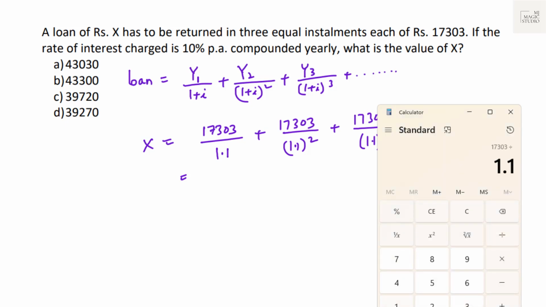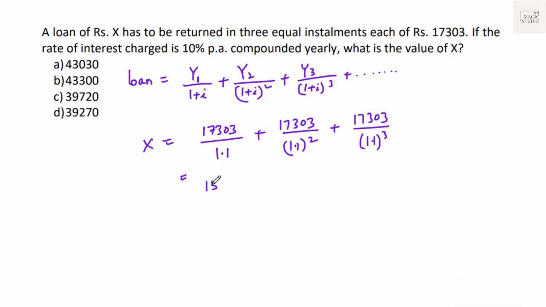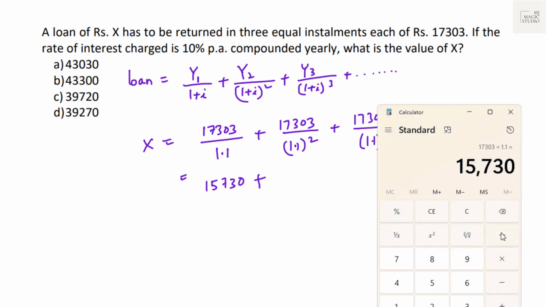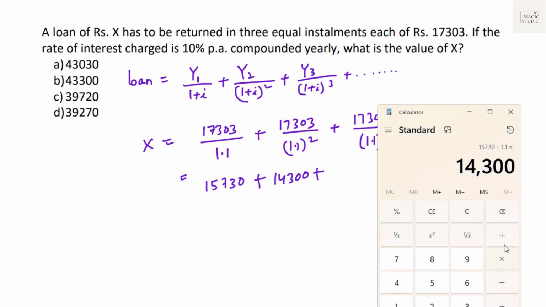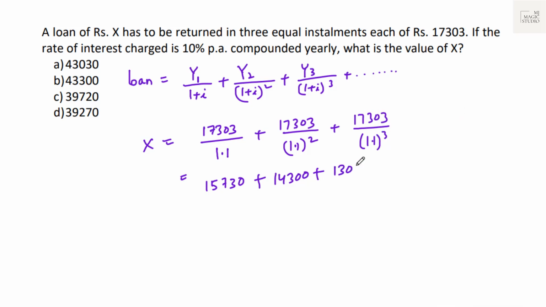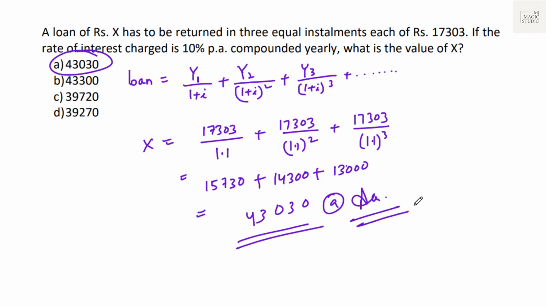17303 divided by 1.1 will give 15730. Again divide 15730 by 1.1, it will give 14300. And now divide 14300 by 1.1, it will give 13,000. So the total loan amount, the sum of these three, will be 43030, which is in option A.